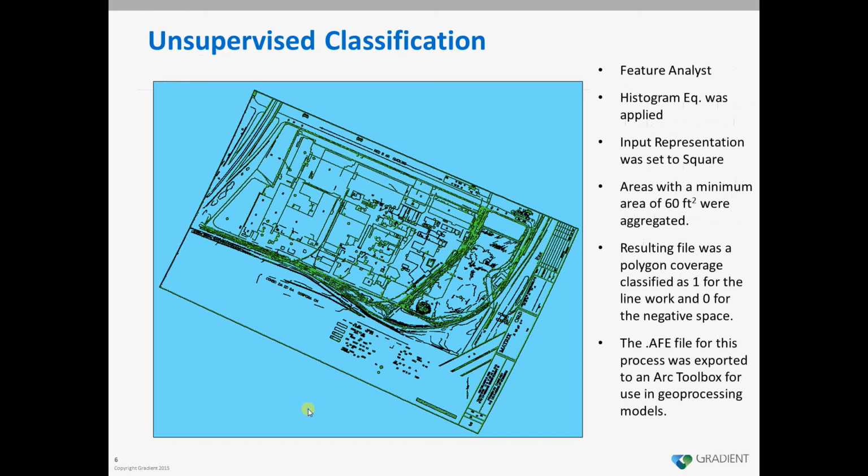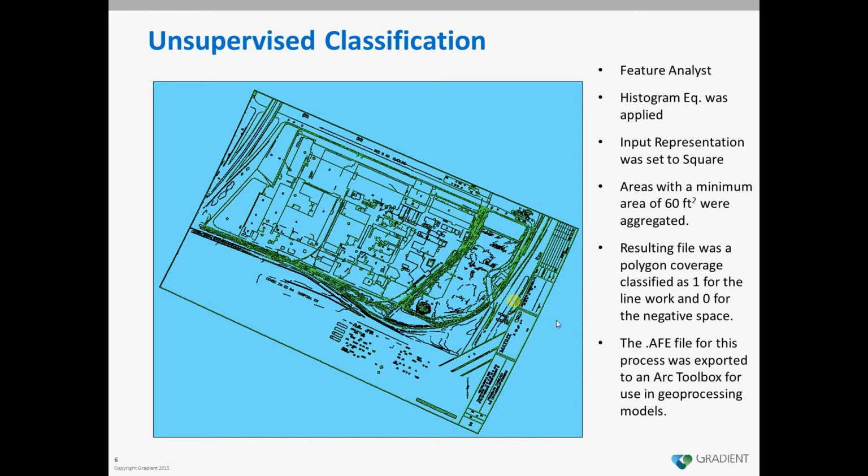And so what you see here is the resulting unsupervised classification. What we've done was we've used Feature Analyst, applied a histogram equalization contrast stretch, and used a square input representation. We aggregated, this is a default, but it seemed to work well for my purposes, areas that are a minimum of 60 square feet. The resulting polygon coverage was ones, which are the green, and zeros, which are the negative space.